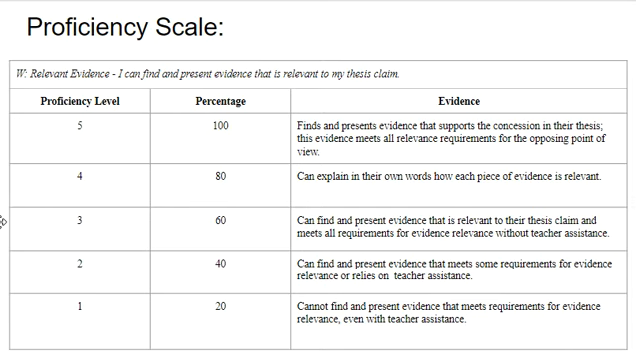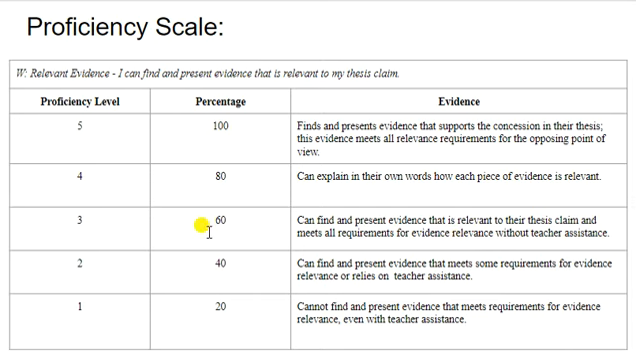All right, let's talk about how you're going to be assessed. This is our proficiency scale starting at the bottom. To score a 1, roughly a 20%, means you cannot find and present evidence that meets requirements for evidence relevance, even with my assistance. To score a 2, getting up to a 40%, you can find and present evidence that meets some requirements for evidence relevance, or you rely on my assistance to get the job done. So to be passing, to get this 3, 60%, means that you can find and present evidence that is relevant to your thesis claim and meets all requirements for evidence relevance without my assistance.